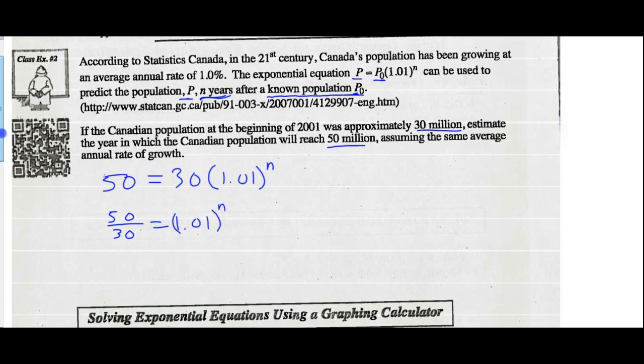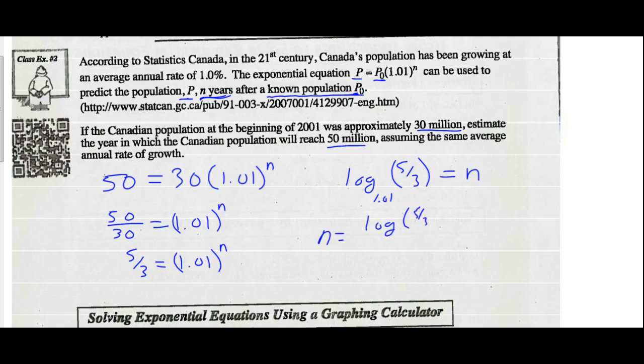And that simplifies down to 5/3 would equal 1.01 to the exponent n. I can now write this in logarithmic form. So in logarithmic form, this is going to be the log of 5/3 to the base 1.01 will give us n. So n will be the common log of 5/3 divided by the common log of 1.01.